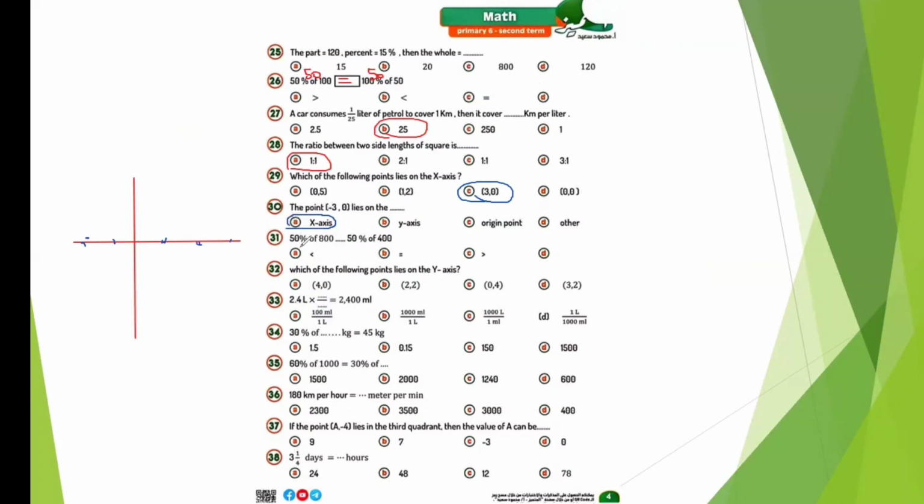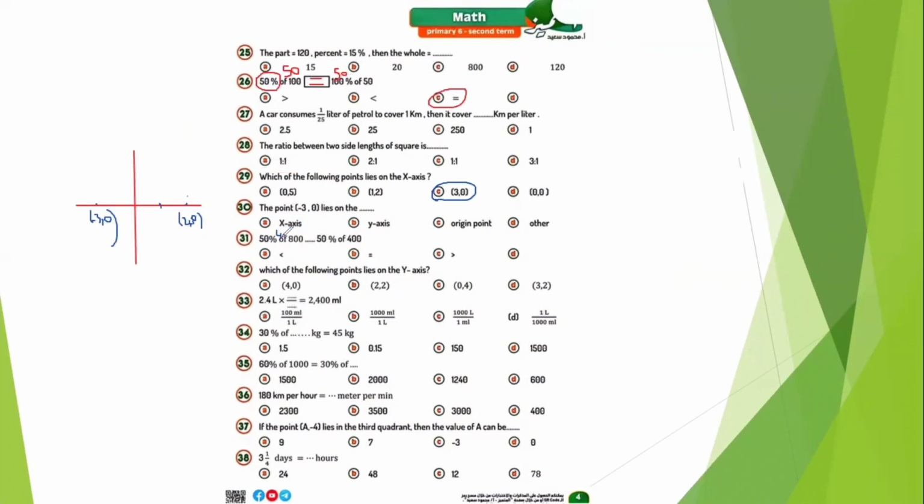31. 50% of 800 or 50% of 400. 50% of 800, 50% means half. The half of 800 is 400. And 50% of 400 means the half of 400 equals 200. Which is bigger, 200 or 400? Of course, 400 is bigger. So the answer is C.